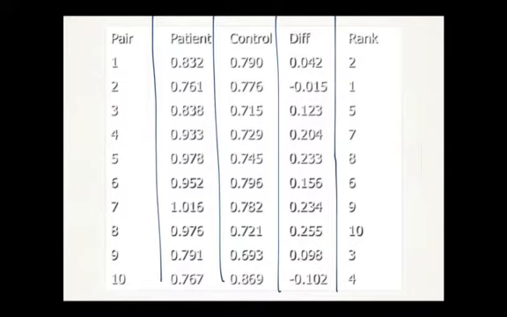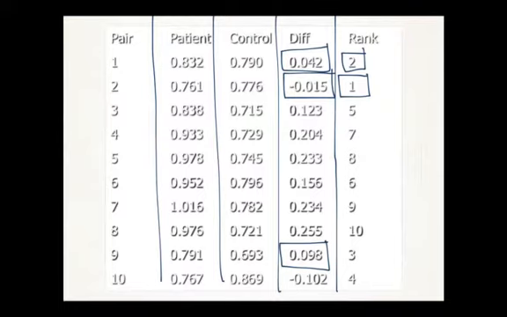Well, this negative 0.015 is the smallest value. That's why it gets this number 1 rank. Then in absolute value, 0.042 is the next smallest number, so that gets this number 2 rank. Then again, in absolute value, 0.098 is the third largest, so it gets the 3rd rank. And you can see this negative 0.102 in absolute value again is the 4th largest, so that's why that gets the number 4 rank.